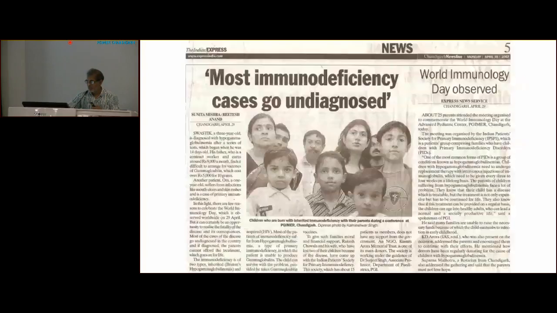So this is a newspaper cutting from 2007, where at the World Immunology Day, a meeting was held here at PGI. And at that time, there were only a handful of patients who were diagnosed with primary immunodeficiency diseases. And the title of the newspaper article was that most immunodeficiency diseases go unnoticed.